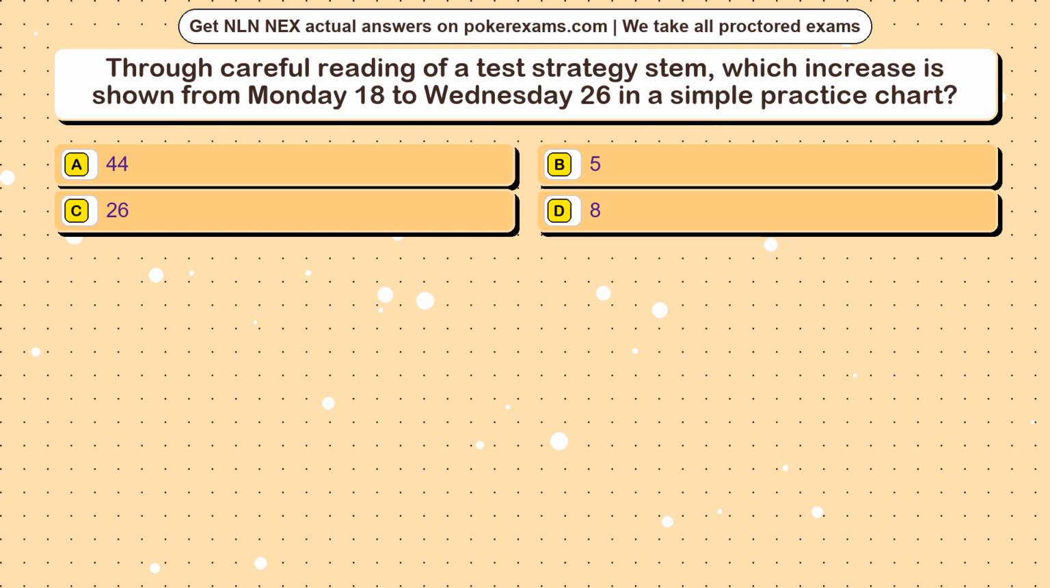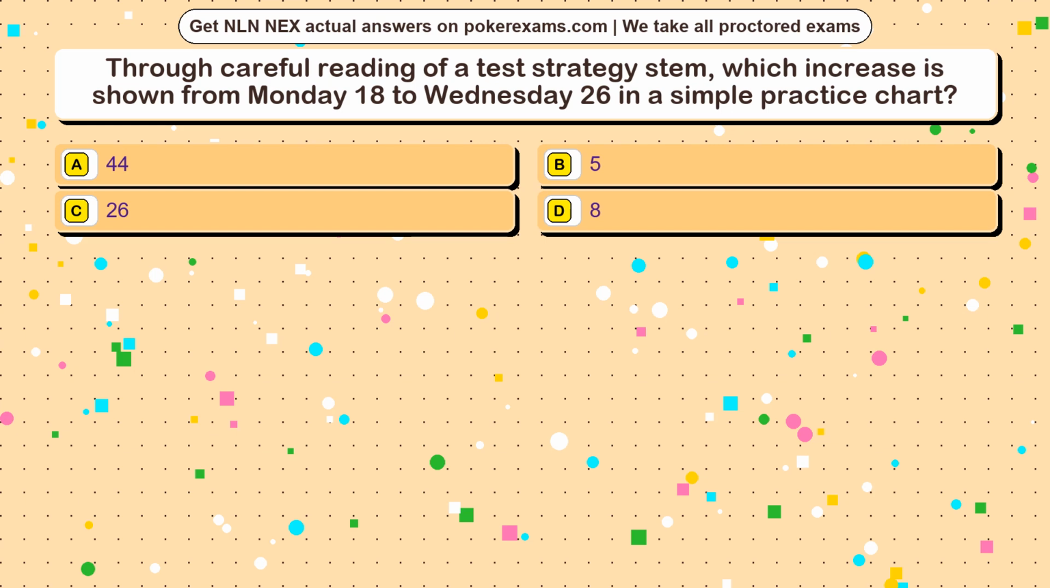Question 25. Through careful reading of a test strategy stem, which increase is shown from Monday 18 to Wednesday 26 in a simple practice chart? Option A, 44. Option B, 5. Option C, 26. Option D, 8.